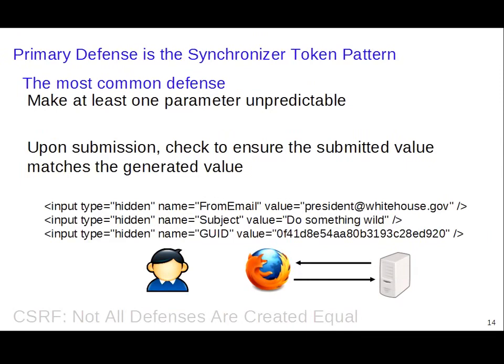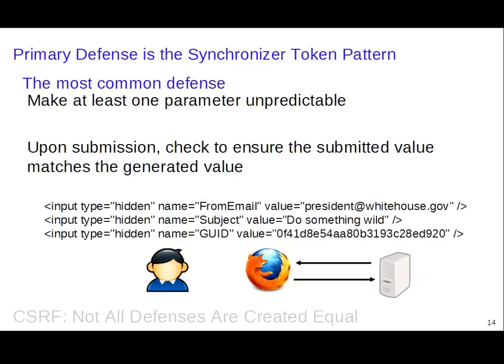So for example, if you were to generate a form like this, some sort of form that generates email, you can predict the first 2 parameters, but for this last one, you generate at runtime or load time some random value that's generated randomly by the application and just saved as a hidden value in the form. All of a sudden, some attacker trying to fake this form can't fake it because they don't know what this value should be.